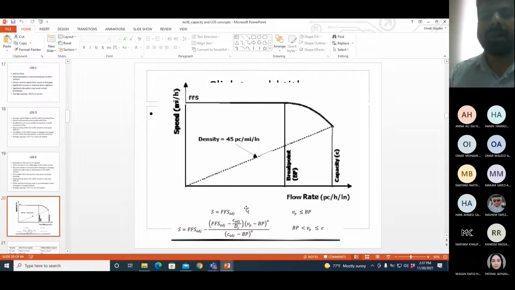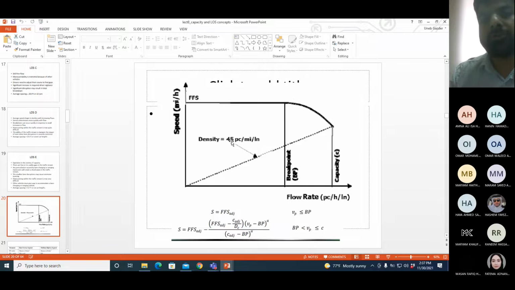Now you can see they have drawn a line on the graph and they are saying this line corresponds to a density of 45 passenger cars per mile per lane. How can I say that this line has a density of 45? Because density equals flow upon speed. Again, going back to lecture number 3, density equals flow upon speed. We know that. So if you want the slope of a line on this graph, you take the inverse of density. Then you will get the slope for the graph, and you can plot a line from the origin using that slope.